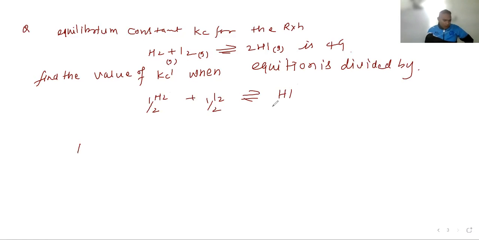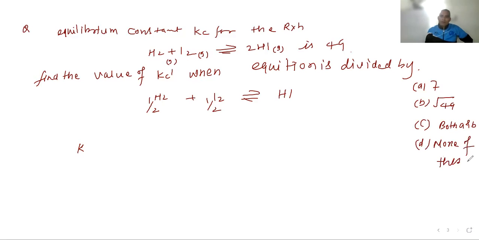Options: option A is 7. B is root of 49. Option C is both A and B. And option D is none of these. Please tell me the answer.